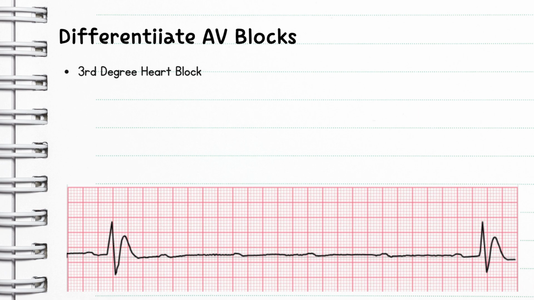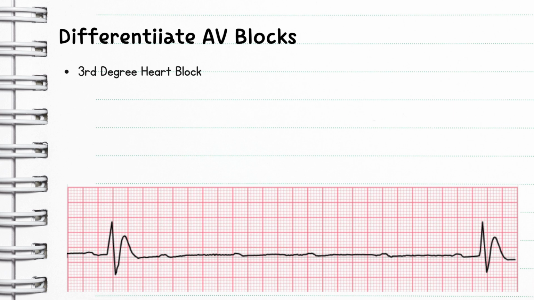Third degree heart block is also known as a complete heart block, and it is definitely the most serious type of AV block. Some of the things you need to know: there's no communication between the atria and ventricles. They're both doing their own thing. It's basically like husband and wife not talking to each other. Like, I'm going to do my thing, you do yours, and we'll figure it out later. That doesn't work well, just letting you know.